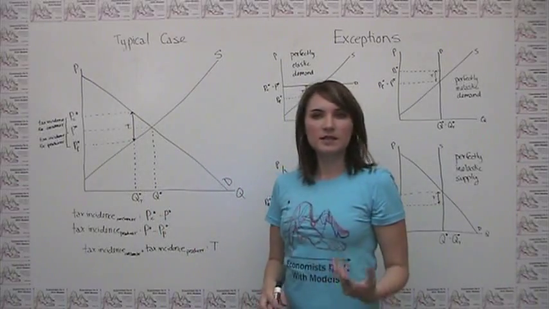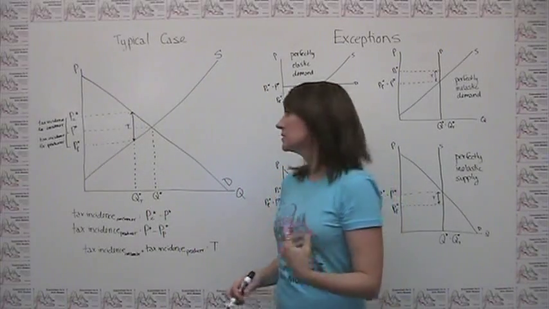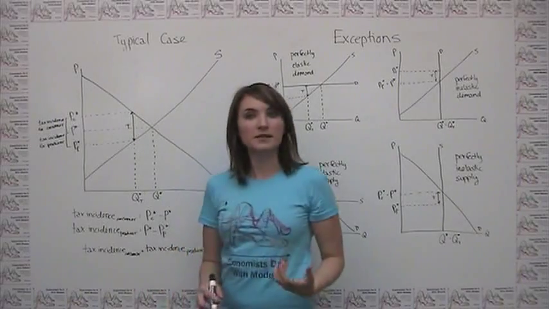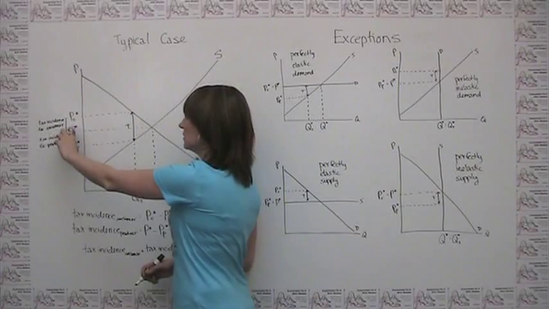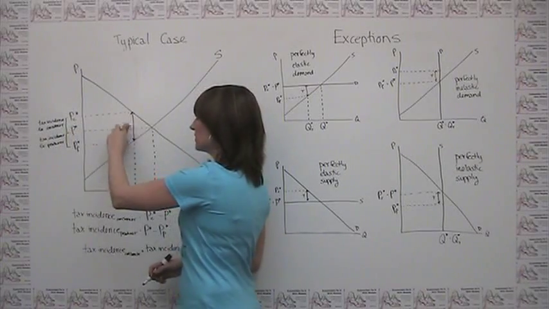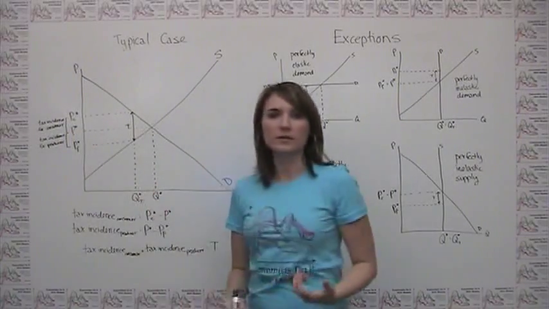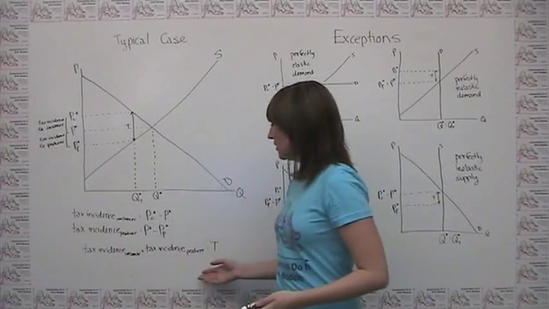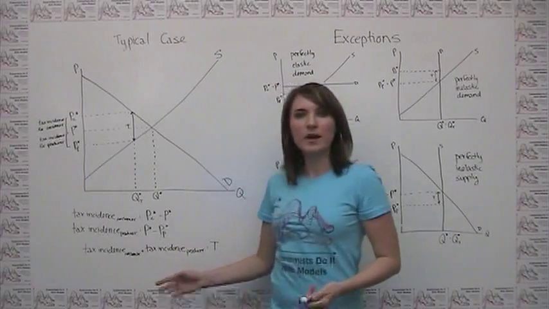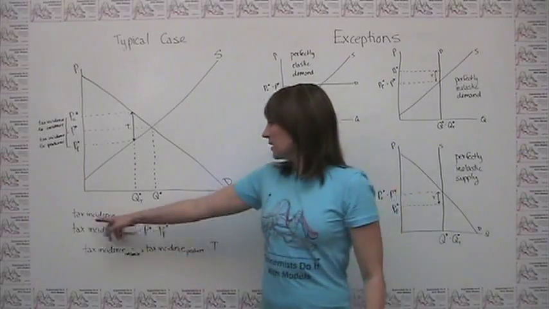We can also see that the producer's price doesn't decrease by the entire amount of the tax. We say that the tax incidence for the producer is this amount here, which obviously is smaller than the total amount of the tax.